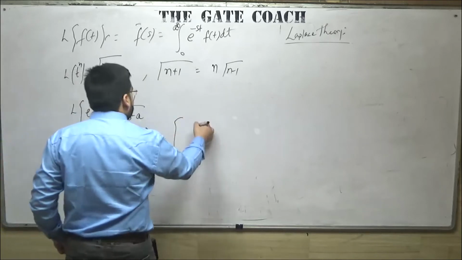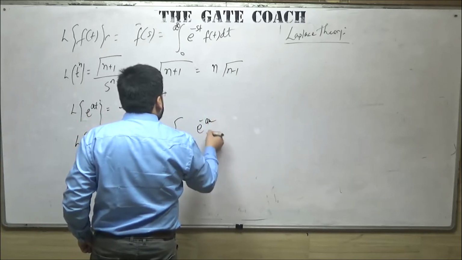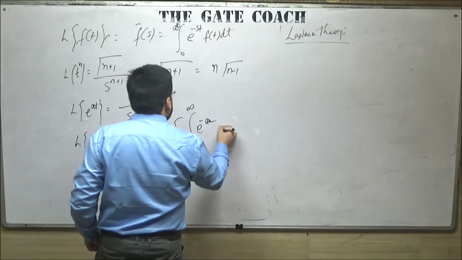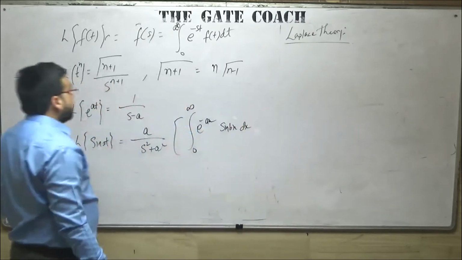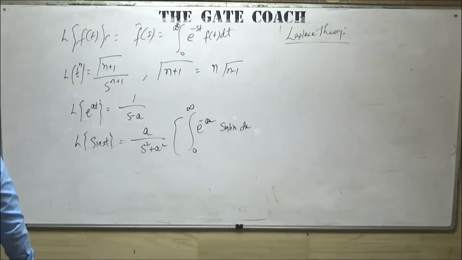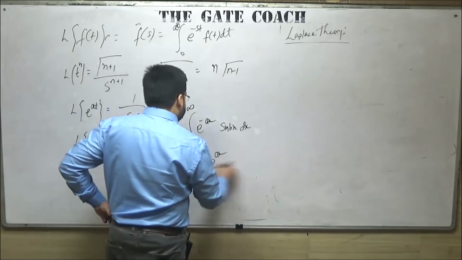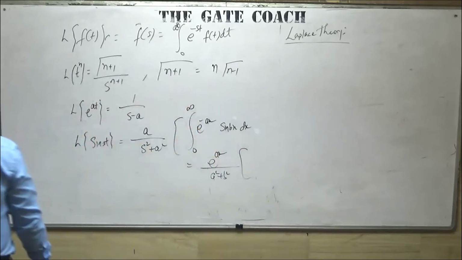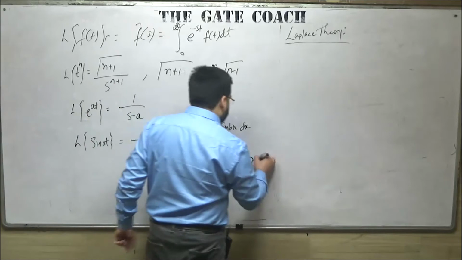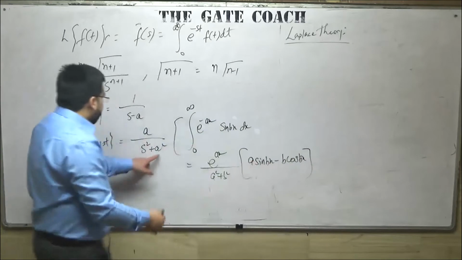Because in this we applied this formula: integration from 0 to infinity of e raised to the power minus ax into sine bx dx. It is equal to e raised to power ax divided by a square plus b square, into a sin bx minus b cos bx. We applied this formula, ultimately we got this relation.